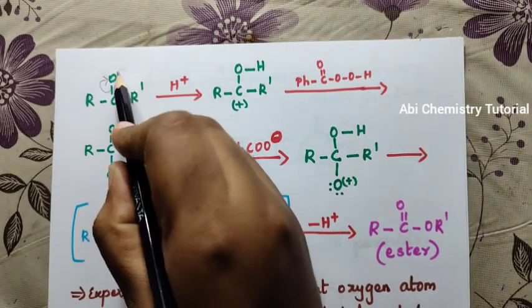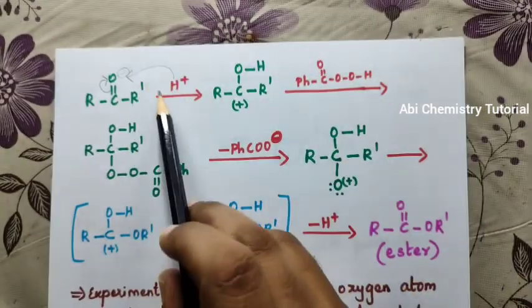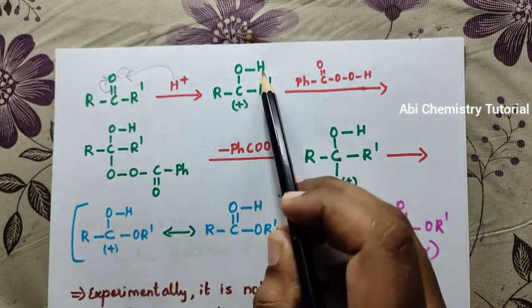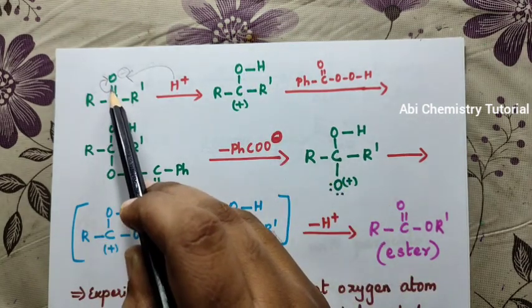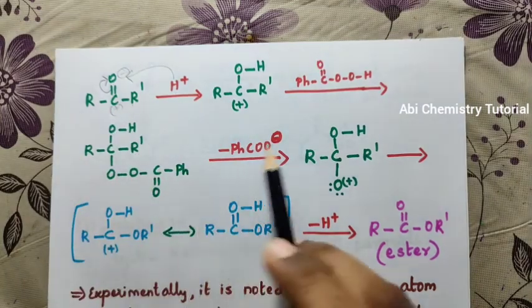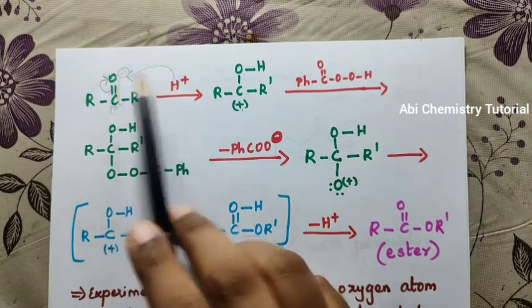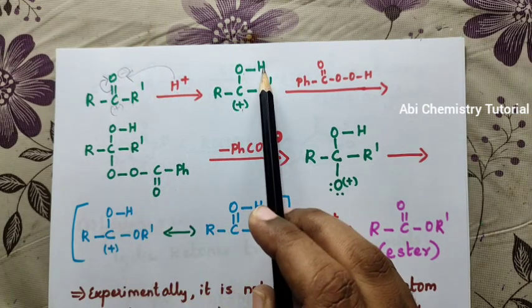So this oxygen will gain a negative charge. So this H plus goes here and it will add to this O as OH. And since one bond is shifted over this oxygen, this carbon will get a positive charge. So that is why this carbon has gained a positive charge and this hydrogen is attached to this oxygen.